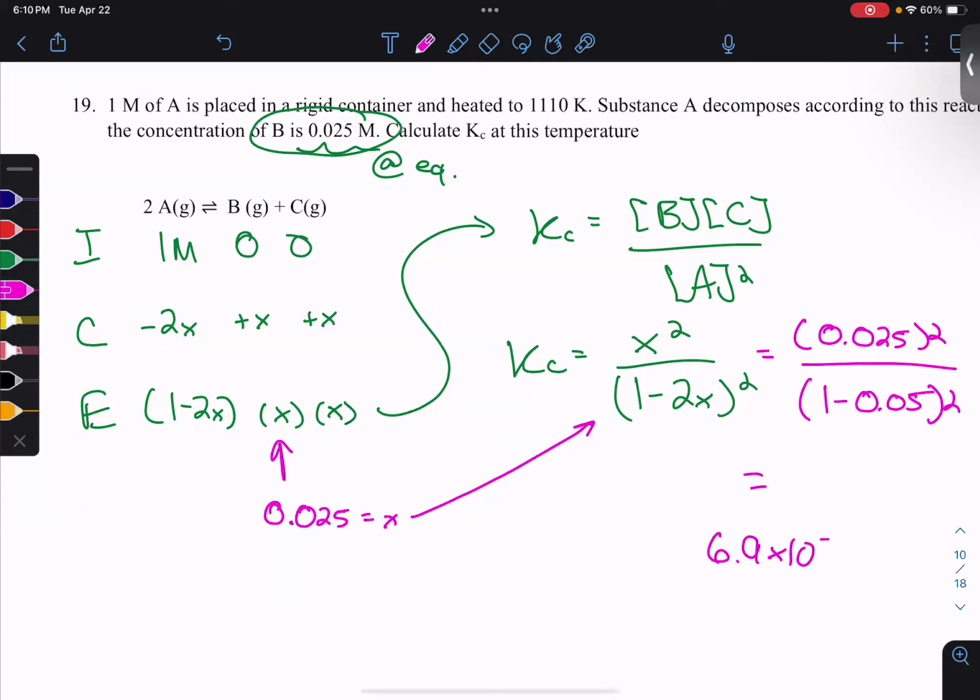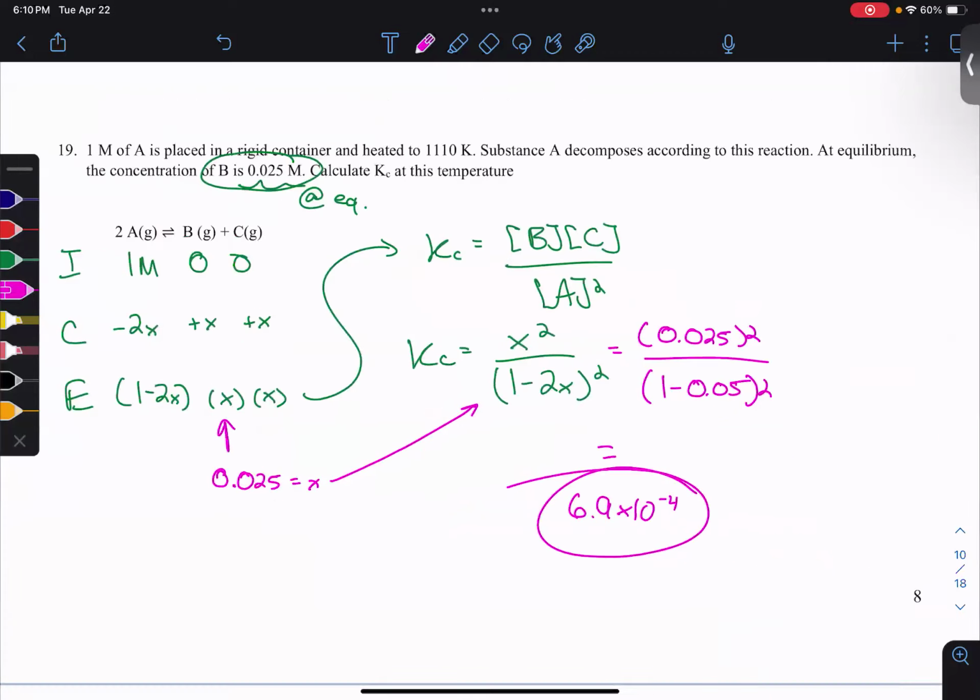6.9 times 10 to the negative 4. All right? No need to approximate. The only time we might need to approximate or use the quadratic formula is when it's the other way. Notice this is like I give you information, tell me what K is. The only time we approximate is when it's the other way. I give you K and I ask what is X or what is the equilibrium concentration. That's the only time you might need to approximate.